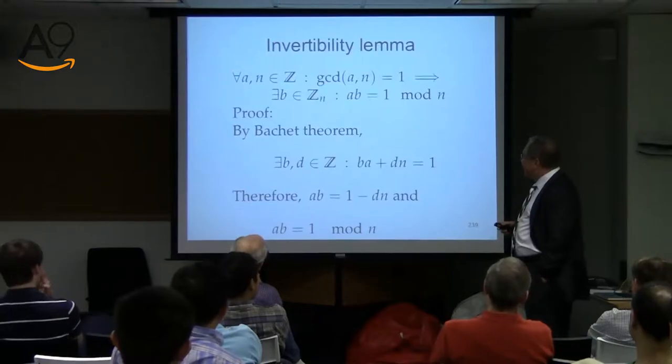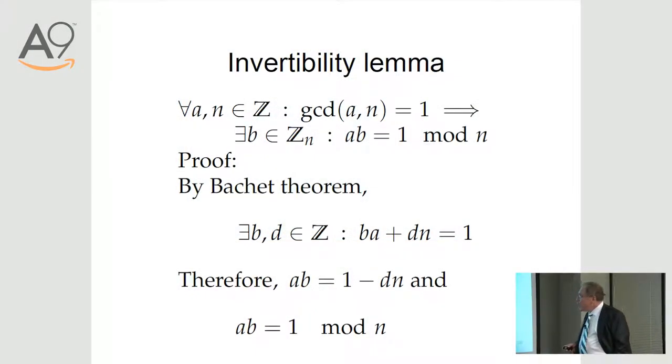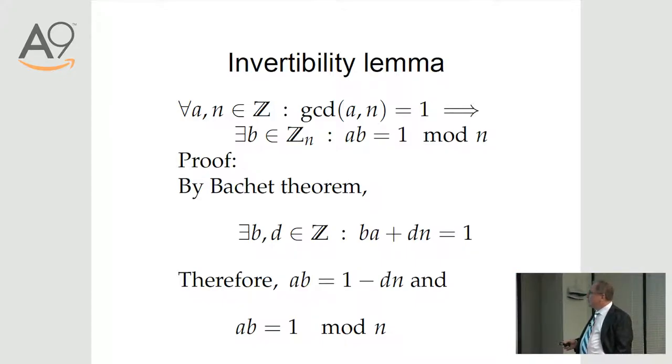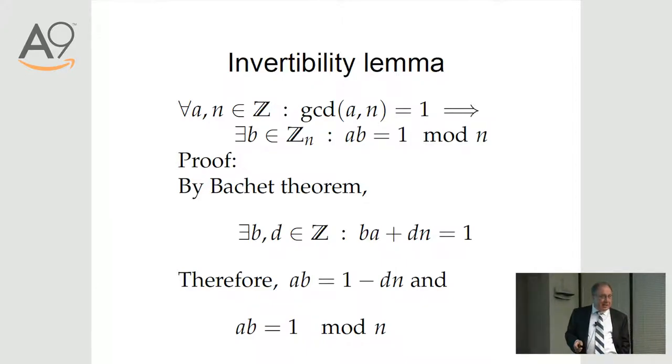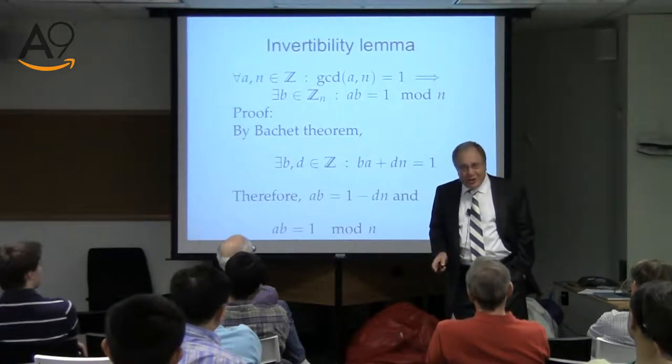And let us look at this invertibility lemma. So, if the GCD of two integers A and N is 1, then there exists B such that A times B is 1 mod N. We proved it differently in the first journey. Now I'm just showing you how we prove it using these abstract algebra facts.